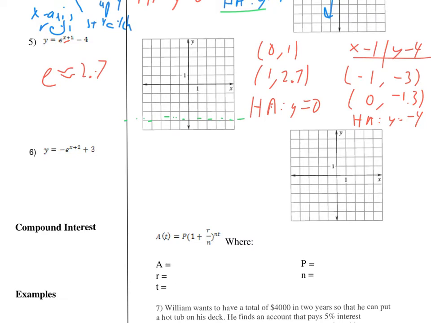And then we got -1, -3. 0, -1.3. And there you go.